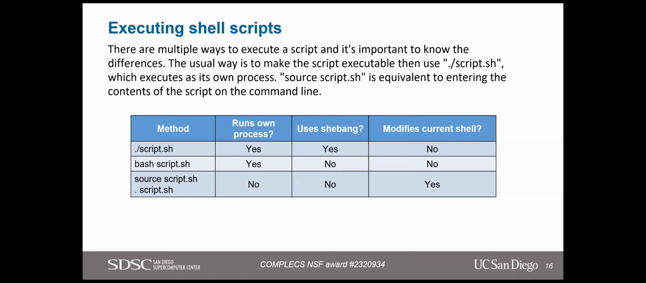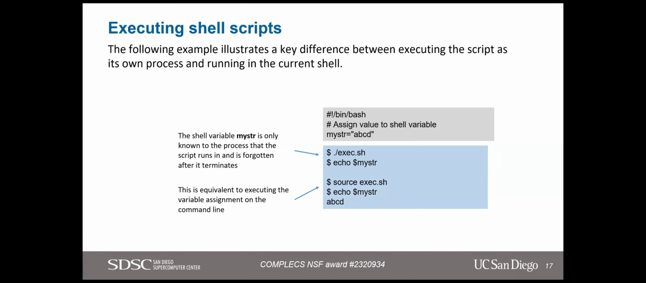The other way we can do this is the source way of running it. When we run it as source, we are actually going to run it in the current shell. This is important because you are going to actually modify your current shell. So let me give an example of why that's important. Our script is very simple. All we're going to do is assign a string ABCD.